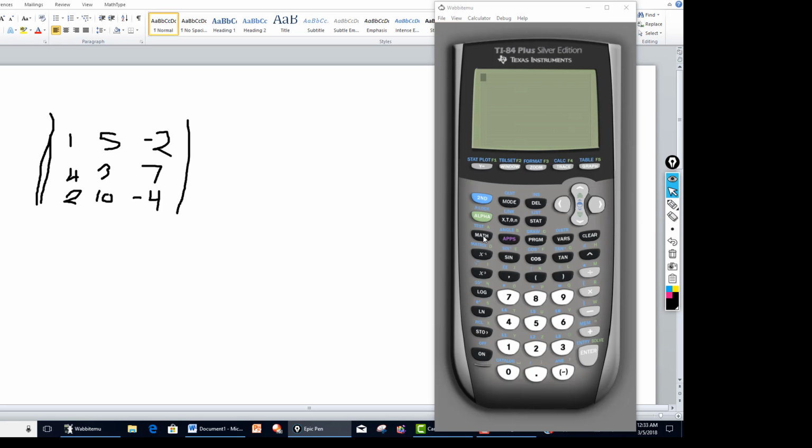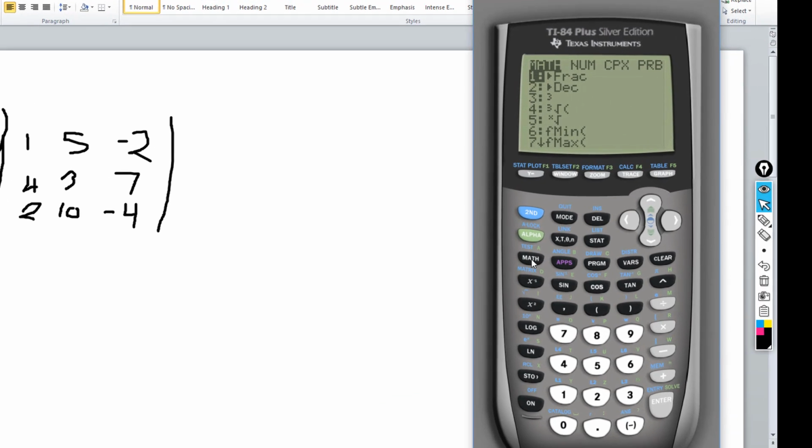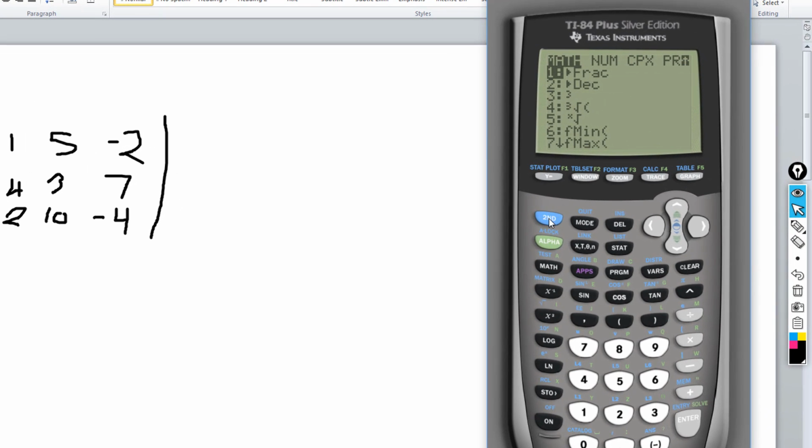So again, I go to the math menu, or I should say the matrix menu. Let me try it again. Second, and then down here, I'm accessing the matrix menu. This is another way to do it. I would have to go to matrix format, but again, I'm doing it on the home screen, and I'm going into the operations. So again, 1 is highlighted. Determinant is what I'm finding, so I hit enter.